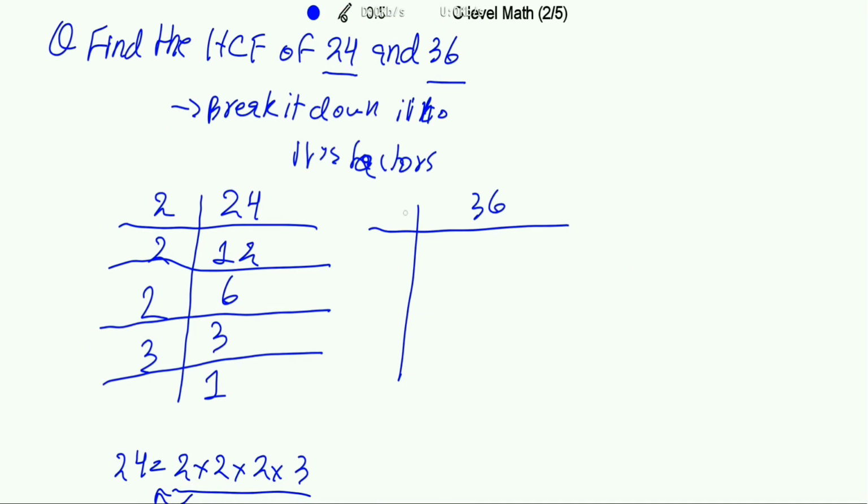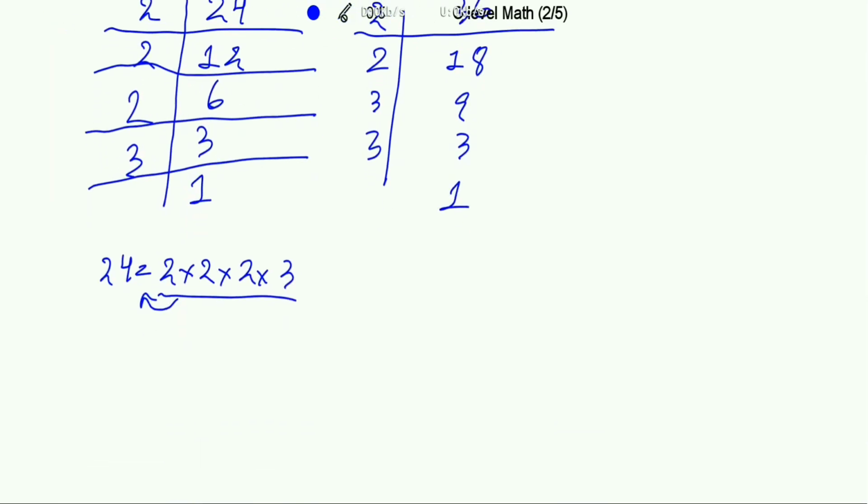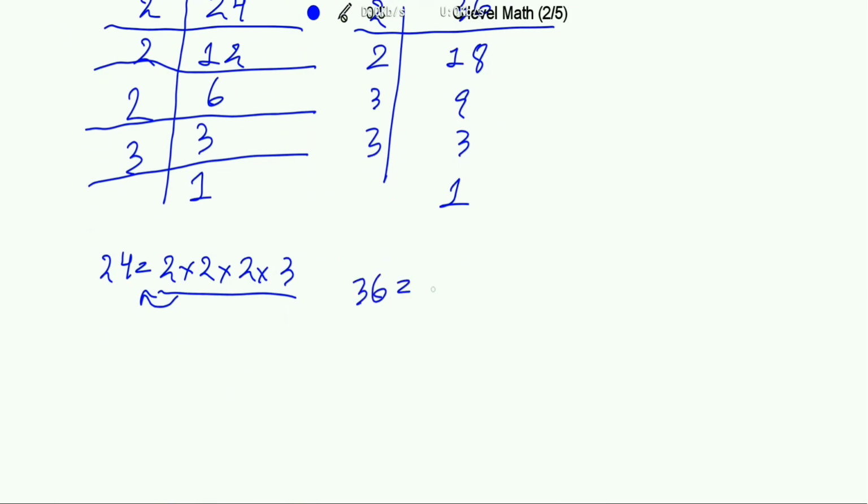Okay. Now I want to break down 36 as well, the same thing that I just did to 24. I always try to divide any number by the smallest number first. The smallest possible numbers are 2 and 3, but I'll start with 2. 2 times 18 is 36, then 2 times 9 is 18. Now we cannot divide this number by 2, so we divide by 3. 3 times 3 is 9, and 3 once is 3. So we have the factors of 36: 36 equals 2 multiplied by 2 multiplied by 3 multiplied by 3.